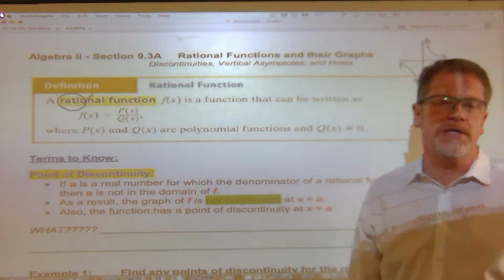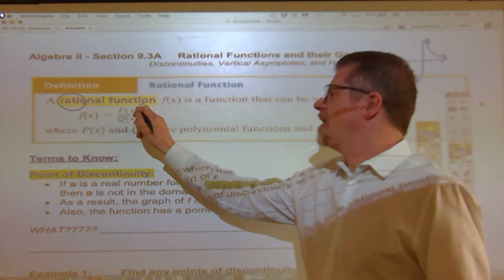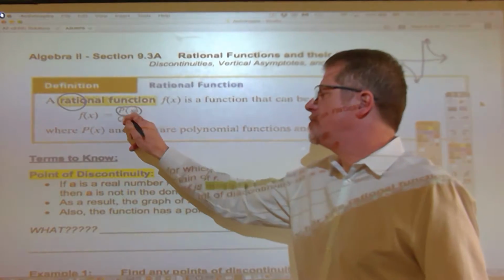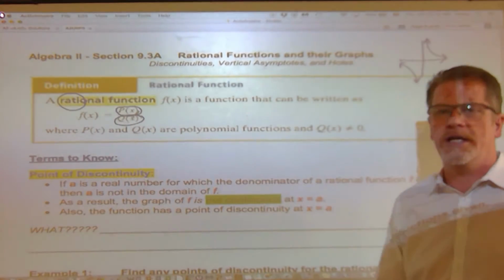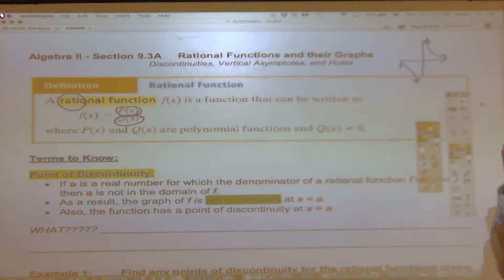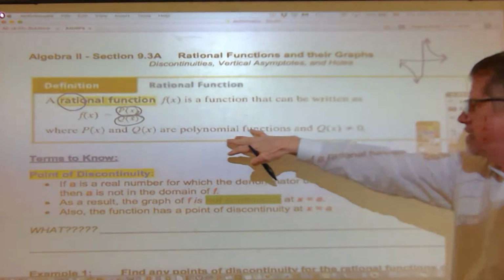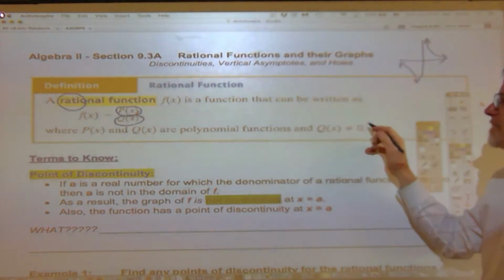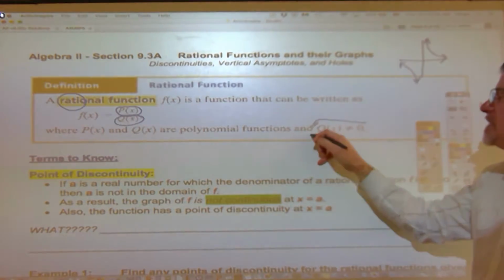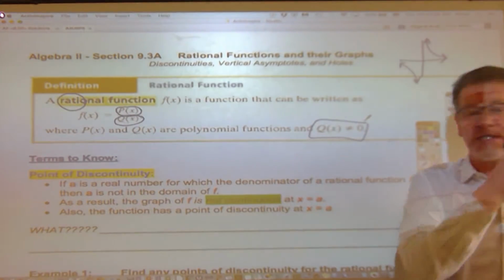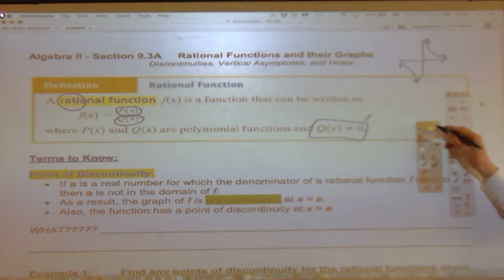We looked at polynomials earlier in the course, so polynomial p of x divided by polynomial q of x would be a rational function. Notice p of x and q of x are defined as polynomial functions, except we can't allow the denominator polynomial to equal 0, otherwise we'd have division by 0.